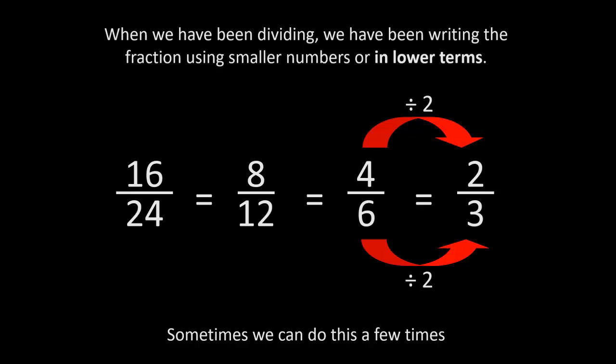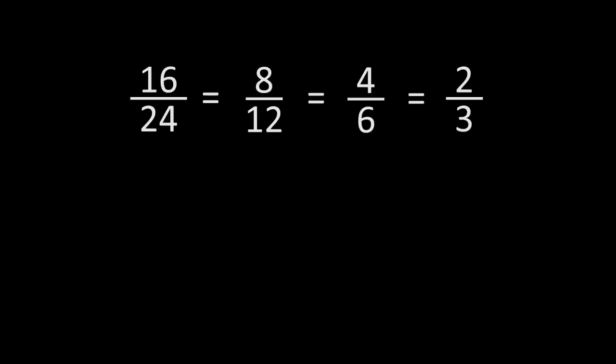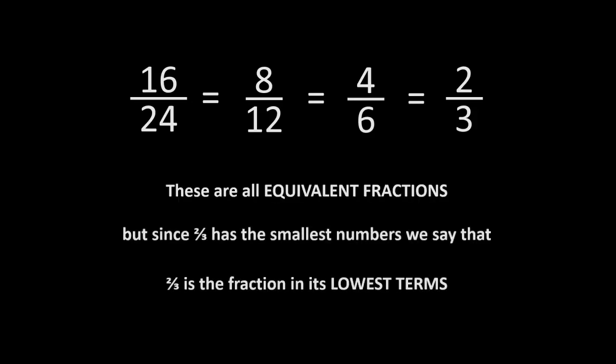They all represent the same quantity, and they are equivalent fractions. There they are. But 2/3 is a special one. It's got the smallest numbers we can get for that fraction. We can't make those any smaller. There is no number that goes into 2 and 3. And so we say that 2/3 is the fraction in its lowest terms.